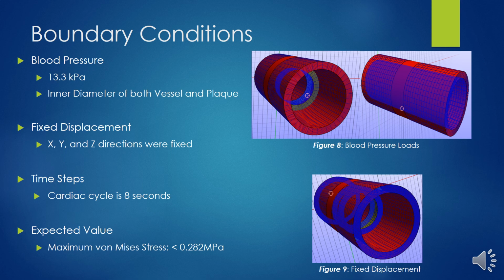In order to know what to look for once I ran the simulation, I referred back to the Eschke et al. paper that found that von Mises stress on the inner coronary artery wall when a stent is inserted is 0.282 megapascals. I expect that only applying normal blood pressure would result in a stress that is smaller than this value, but is on the same order of magnitude, at least in the normal case.